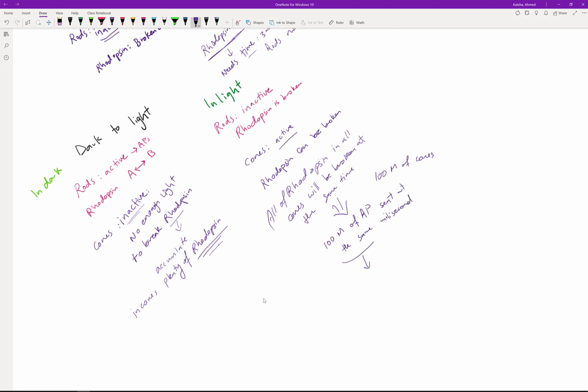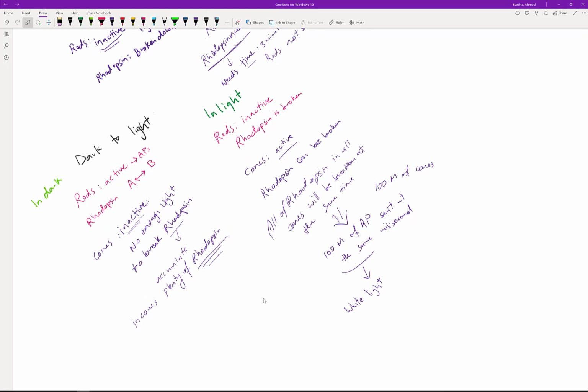And that will cause the vision center just to see white light or a splash of white light. So that's what we see when we move from dark to light. White splash, right? White splash immediately, and sometimes it's going to be painful because there's so much action potential going to the vision center in the brain.